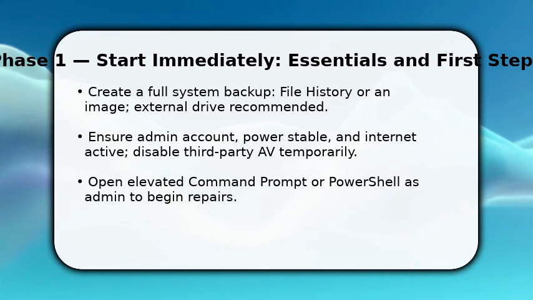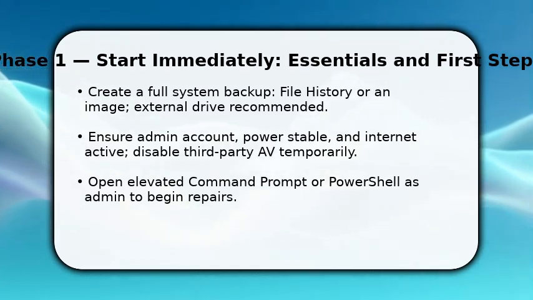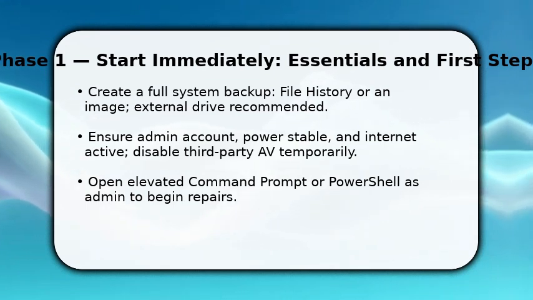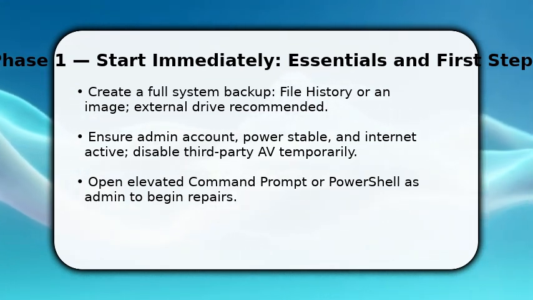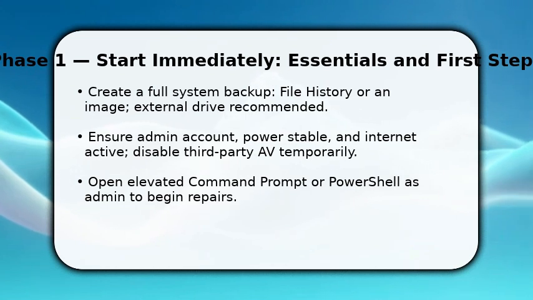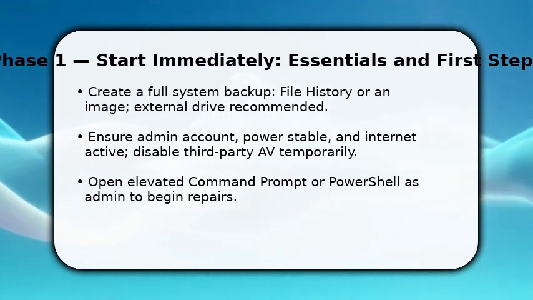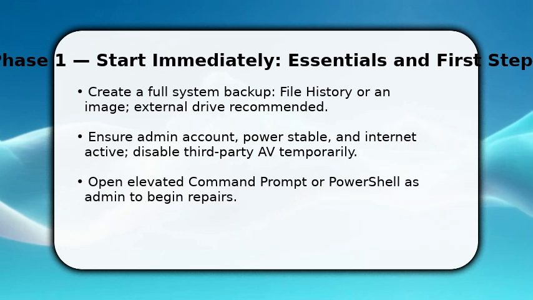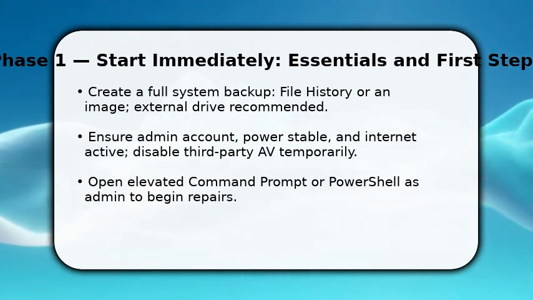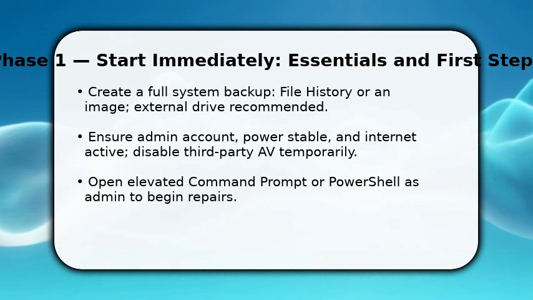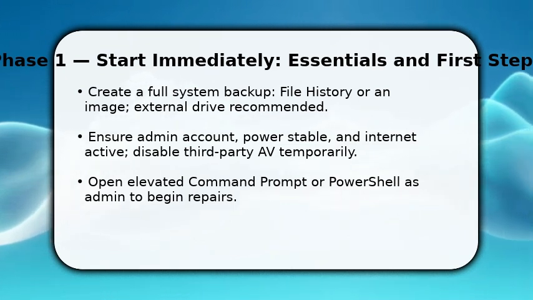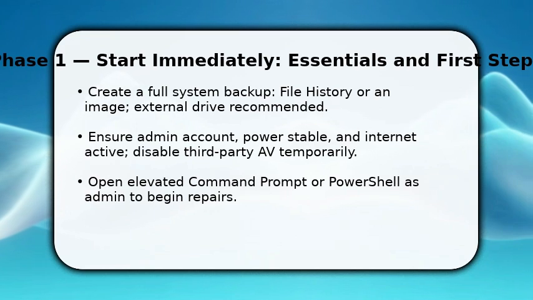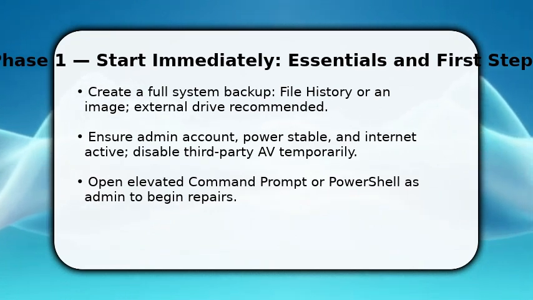You begin by securing your data and environment. First, make a full backup to an external drive so you can restore if needed. Once done, sign into an administrator account and disable third-party antivirus. This prevents interference. Now, open an elevated command prompt or PowerShell, right-click and choose Run as Administrator, because the tools we use require system privileges to fix corrupted files.